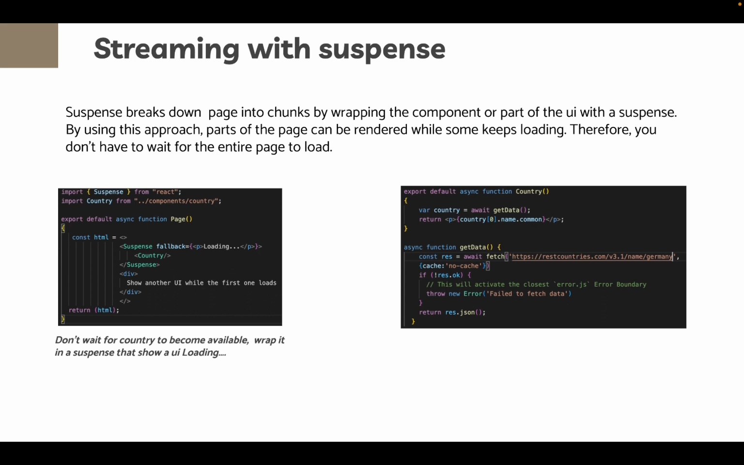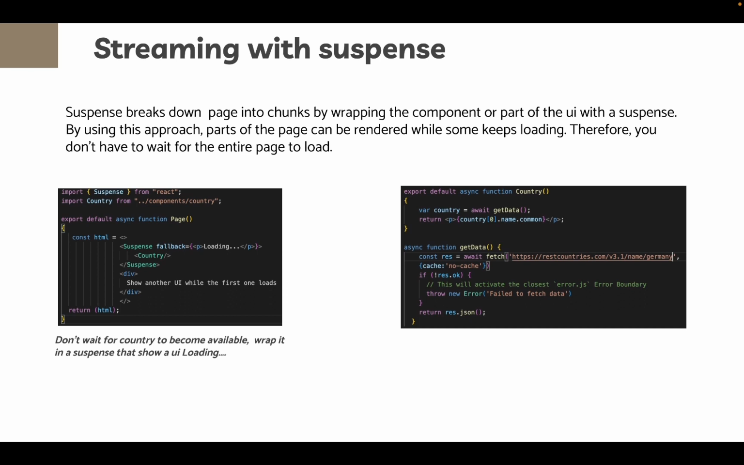Before discussing suspense, you need to know how Next.js renders content. The Next.js server can only render content when it becomes available, and this can become slow because the content or data needs to be available before the page renders. This is why streaming with suspense is important, especially when the page is fetching data that is time consuming.